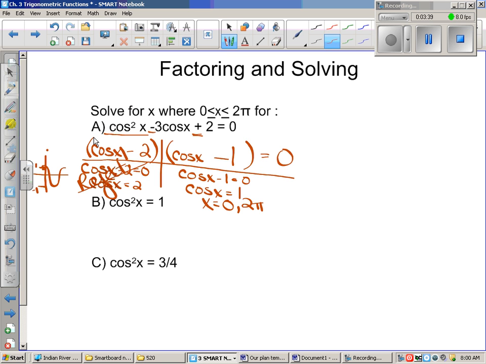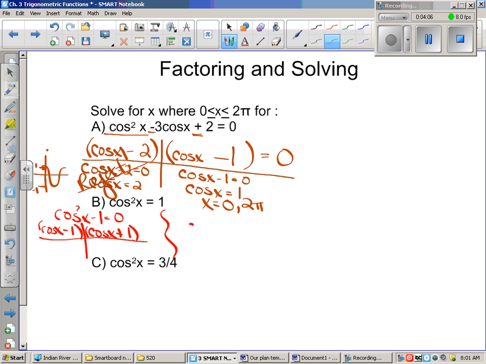Cosine squared of x equals 1. Now this one only has cosine squared of x. So just like if this said x squared equals 1, I want you to understand that we don't want to factor if we don't have to. Now certainly you could. You could, and I'll do this off to the left here, cosine squared x minus 1 equals 0. You could do cosine of x and cosine x and 1 times 1, and the signs are different, and you could solve this.